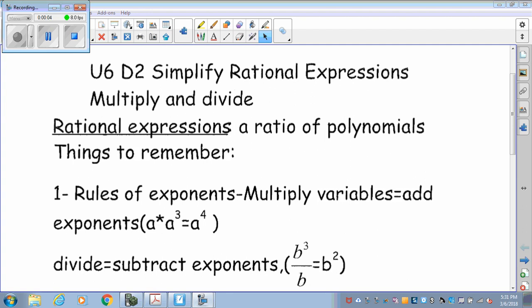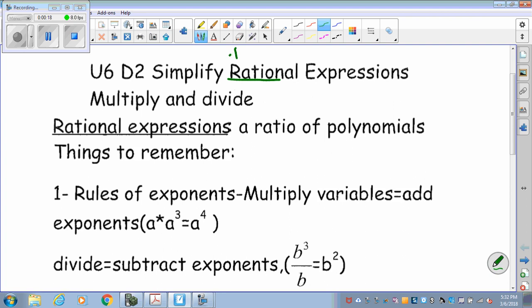Hello. So we're doing day 2 of Unit 6, which is simplifying rational expressions. So we talked about this word rational before. It has the word ratio, so it means you're going to have a fraction. We're going to be looking at expressions that are fractions. And first we're going to simplify them, and then we'll multiply and divide them.